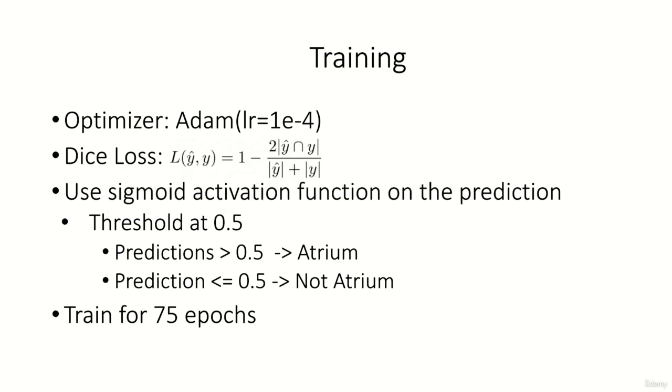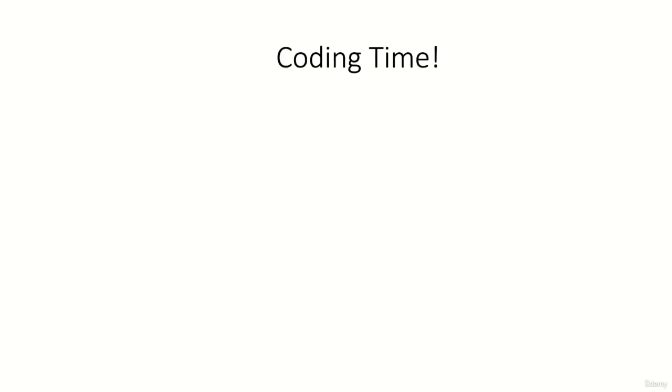Typically, the sigmoid activation function is applied to the raw predictions when using a dice loss. With a threshold of 0.5, this results in all pixels with a value greater than 0.5 being assigned to the atrium class and all pixels with a value less than or equal to 0.5 being assigned to the non-atrium class. Last but not least, we train our model for 75 epochs. Alright, it's again coding time. Thanks and happy learning!